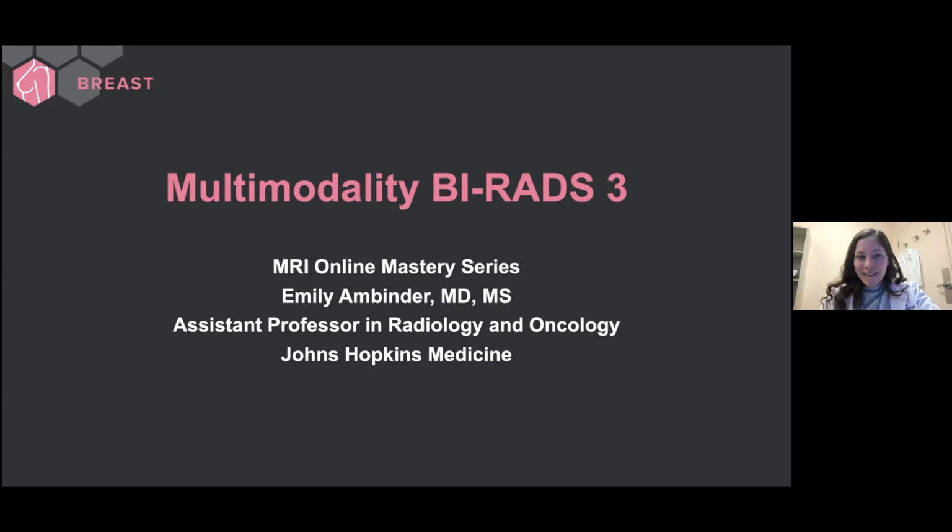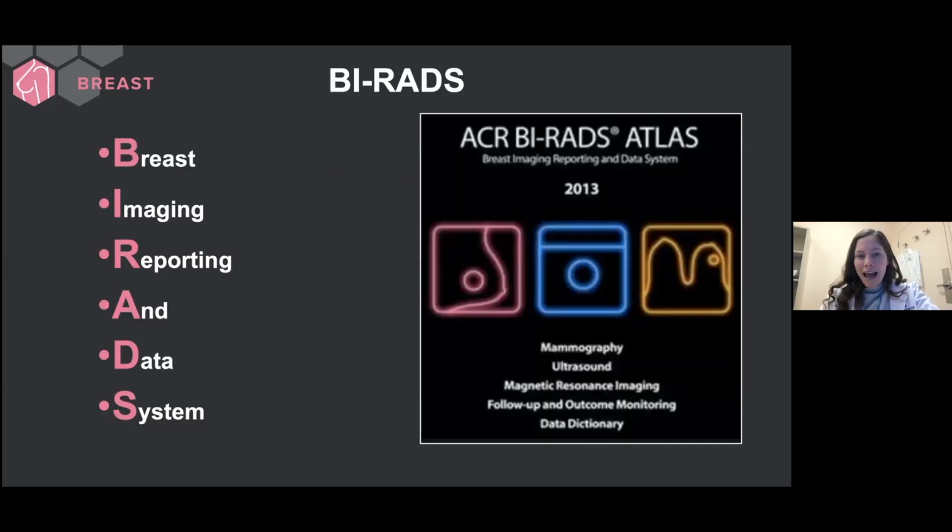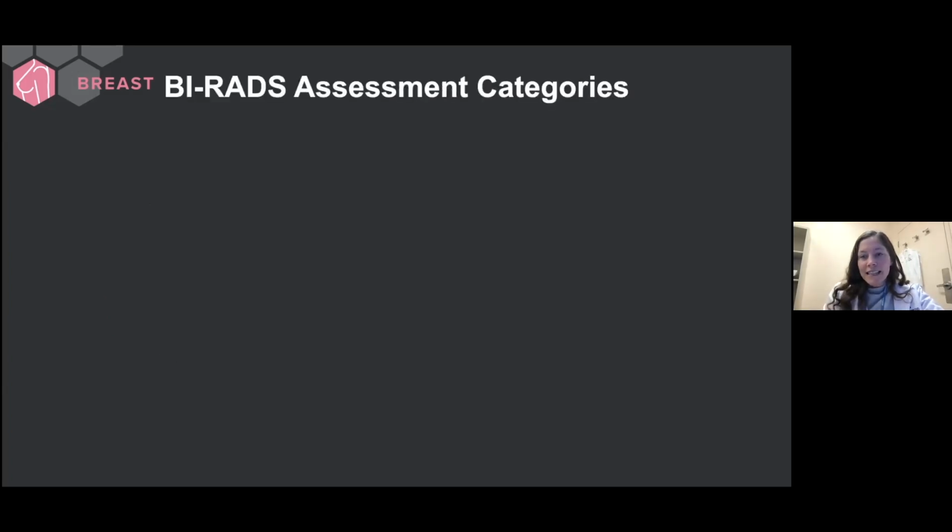So I just want to start by talking about the BI-RADS Atlas. Now, this is something that I love about breast radiology. This is a lexicon that breast radiologists use to describe findings on mammogram, ultrasound, and MRI. And with it, any breast imaging study should be reported the same way, regardless of which breast radiologist is looking at it. Every breast imaging report is given an assessment category.